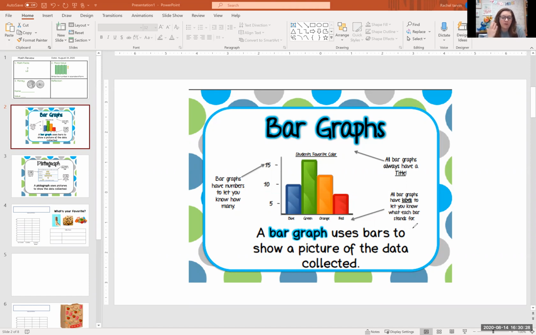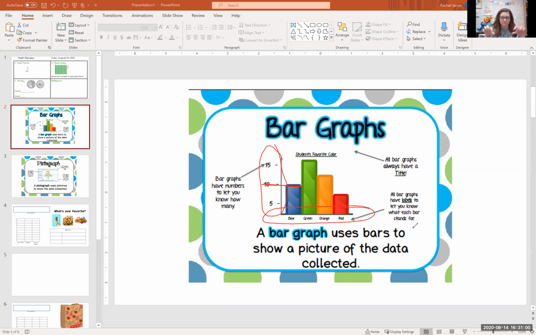On a bar graph, I want to show you a couple things. Over here on the side, you have numbers that tell you how many people voted for what. So if you look right here on blue, if you go across, I know that 10 people voted for blue. There's also some labels at the bottom, and labels are categories. So in this graph, blue, green, orange, and red are our labels.